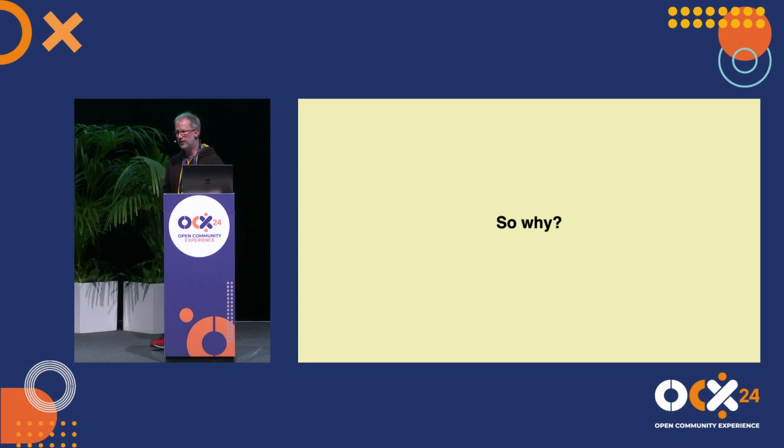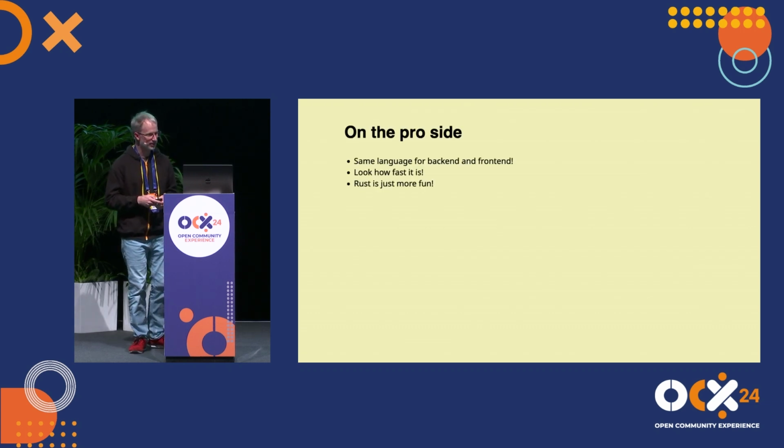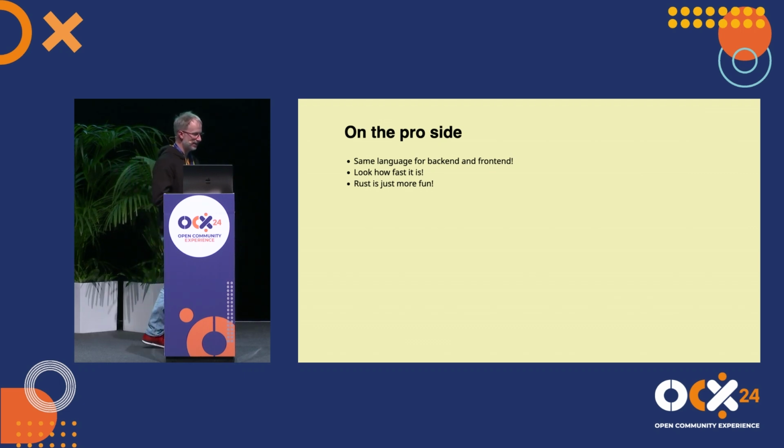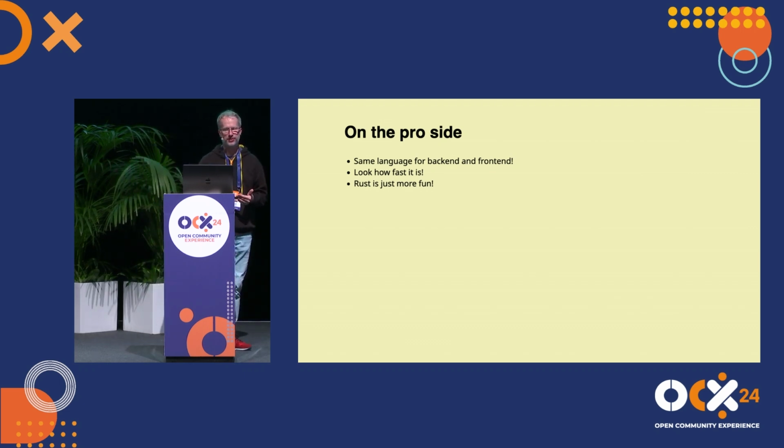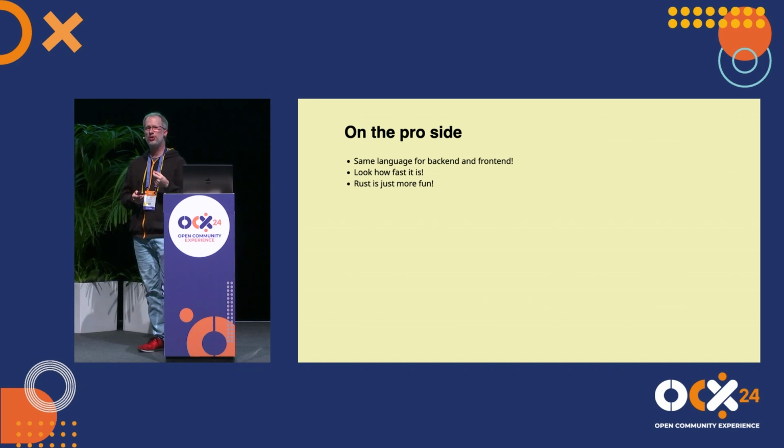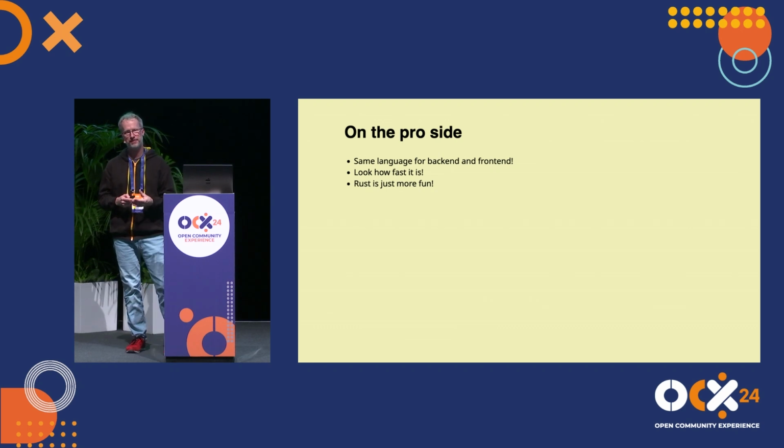So why do that anyway? And that's the pro side. So the pro side, and also Daniel highlights that in his blog post, and I've experienced the same in projects. You can use the same language for backend and frontend. And that can be a huge win and make things a lot easier, because you just make a pull request changing the backend and changing the frontend at the same time.